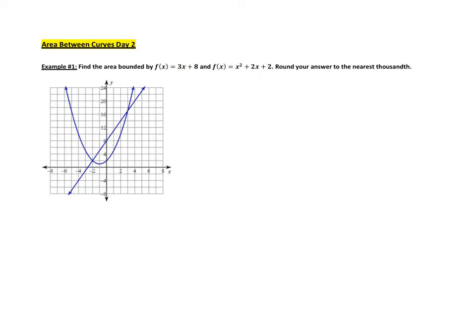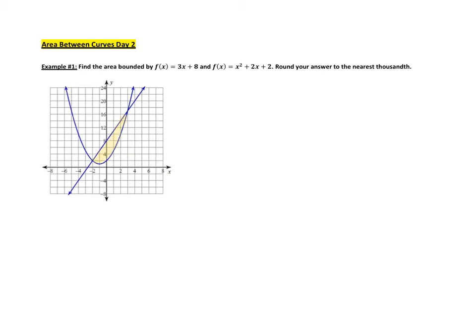How this is different than yesterday is that these two graphs are actually going to intersect. So I don't give you a value of where to find it between. There's no interval. I basically want to find the area between these two curves. This is the spot right here. The area between them is right here.